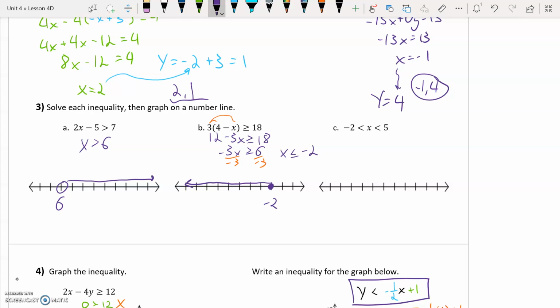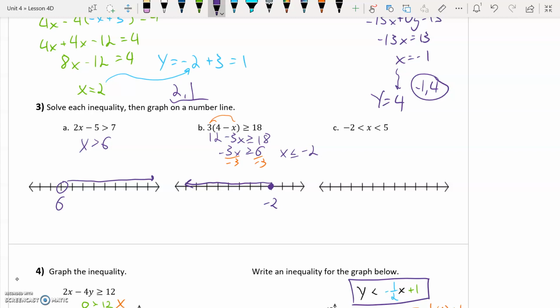If you were to put in a negative 3 for x into the original inequality, so if x was negative 3, we would have 4 minus negative 3, which is 7. 3 times 7 is 21. 21 is greater than or equal to 18. So negative 3 right here makes that inequality true.